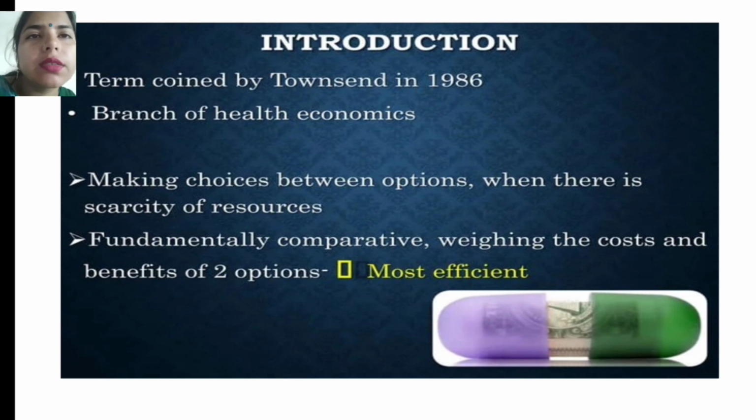In today's class, I discuss pharmacoeconomics, a term coined by Townsend in 1986, which is a branch of health economics. It involves making choices between options when there is a scarcity of resources, and is fundamentally comparative, weighing the cost and benefits of two options to find the most efficient.